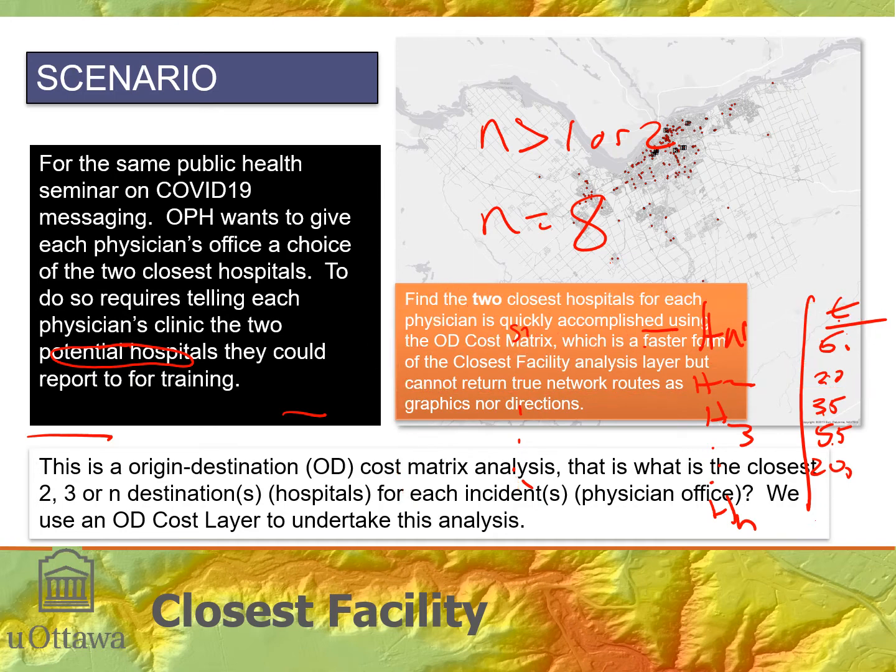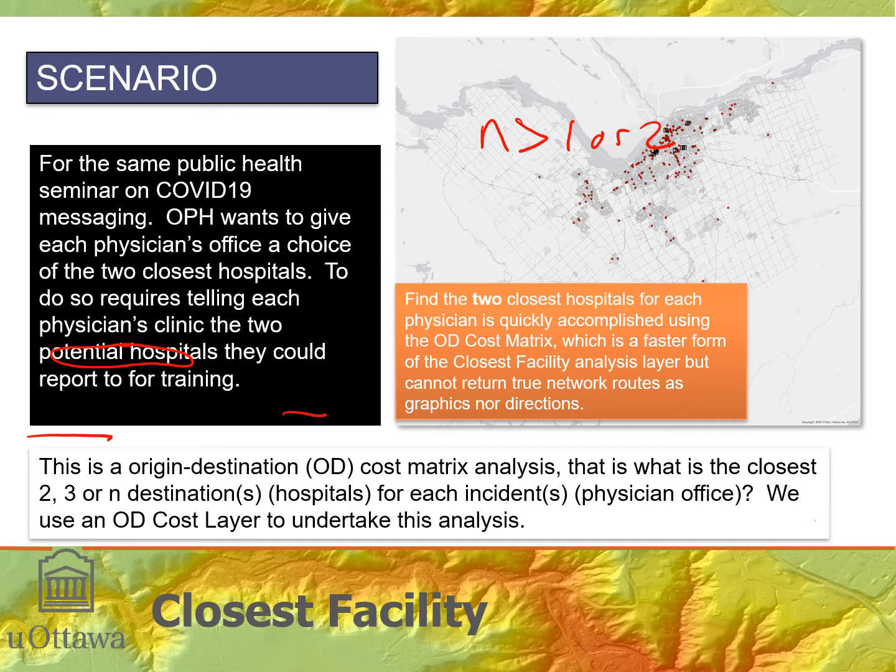Now, the reason I'm talking about this OD, it's a closest facility analysis, but in terms of the matrix that's coming out at the other end, we call it an Origin-Destination Cost Matrix, and it's faster to compute that than it is to do closest facility analysis, even though the same algorithm is used. This one has less baggage, let's say.